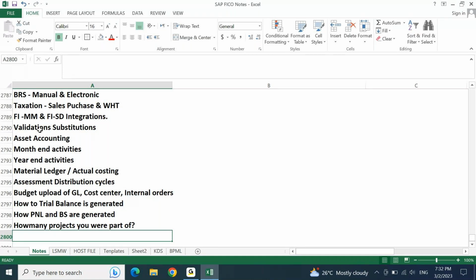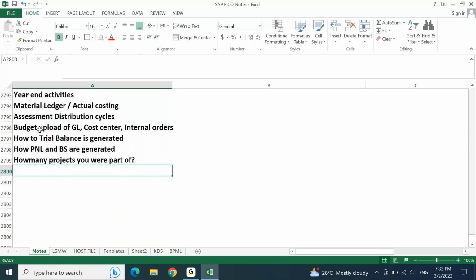So do not go by configuration. That is going to help only to some extent. After that, your configuration is not going to help you clear your interview. Be very clear what I'm telling. Okay.